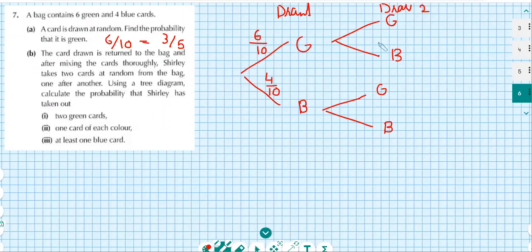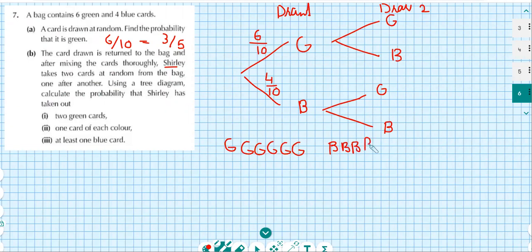So I'm making some correction in the tree diagram. It actually says Shirley takes 2 cards at random from the bag, one after another. It means she doesn't replace it. So the probabilities will change. These are 6 green cards and 4 blue cards.